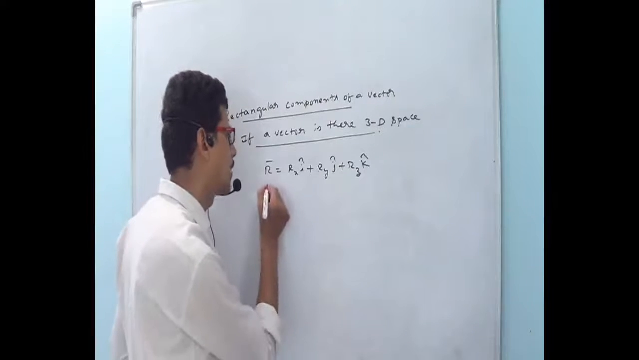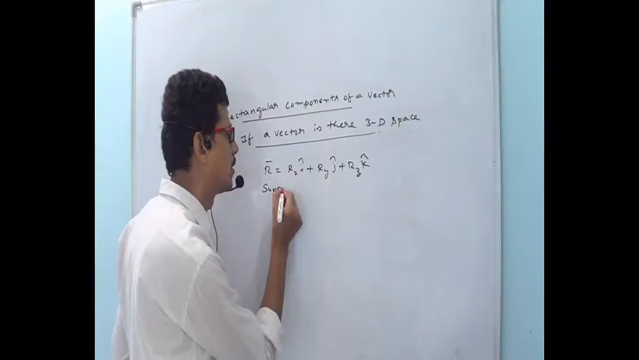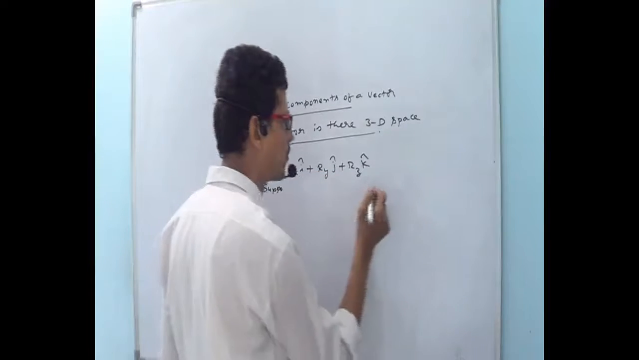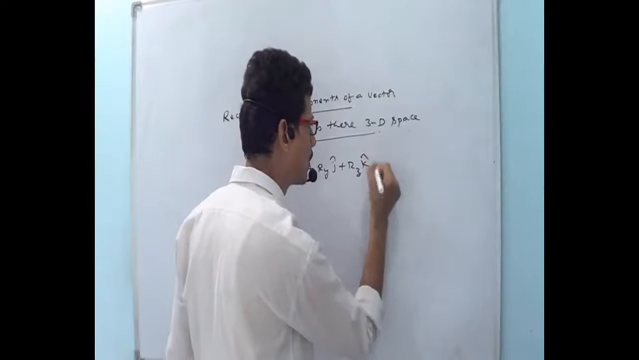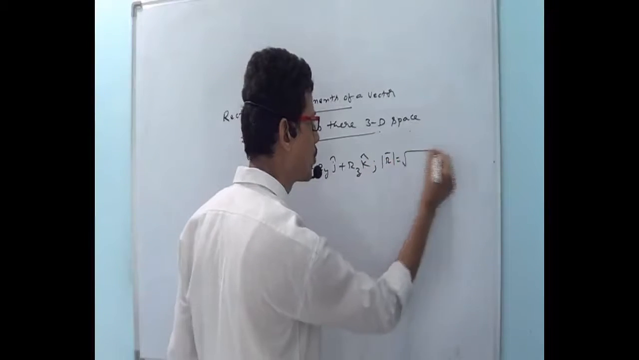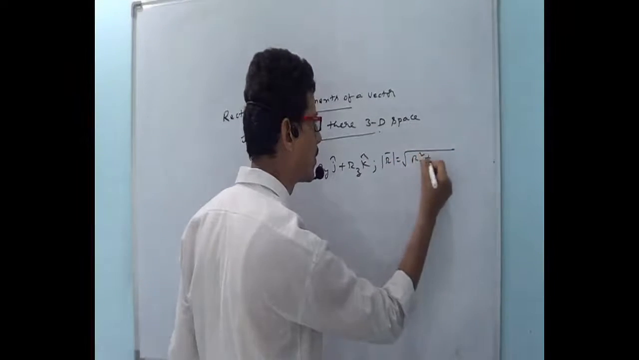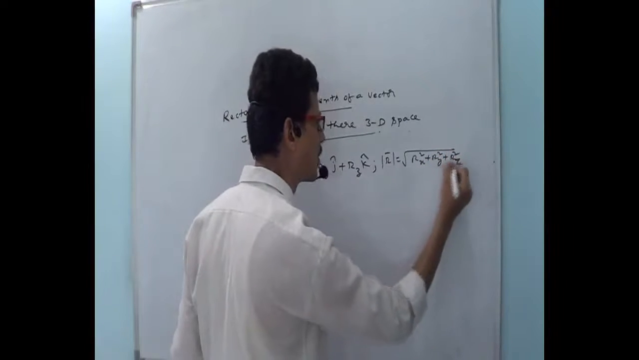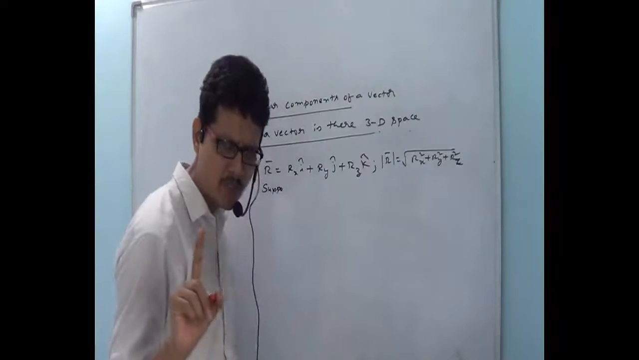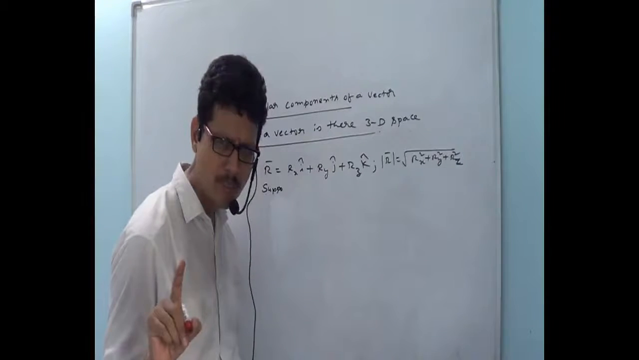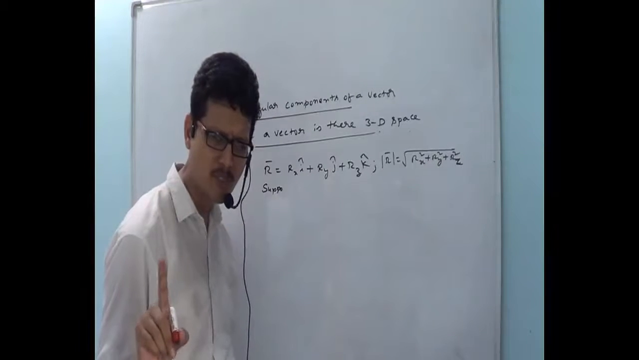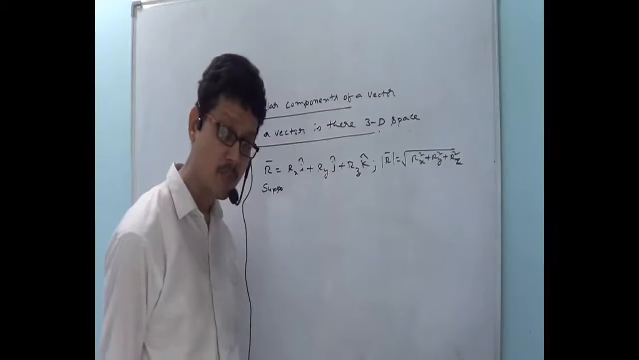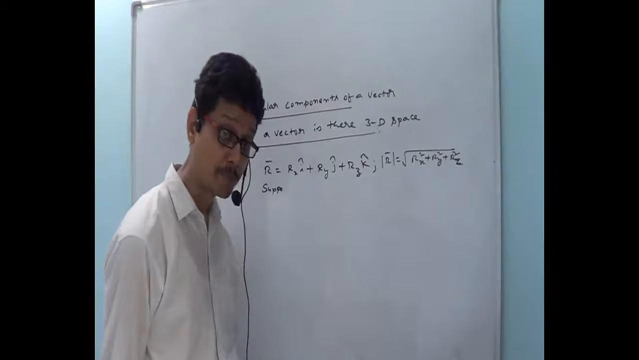Suppose alpha is the angle, and what is the resultant of this? What is the magnitude of this vector? Modulus of r bar is root over rx square plus ry square plus rz square. Previously, in two dimensions, what is the resultant? Root rx square plus ry square. The hypotenuse is the resultant. The magnitude of that is root rx square plus ry square.